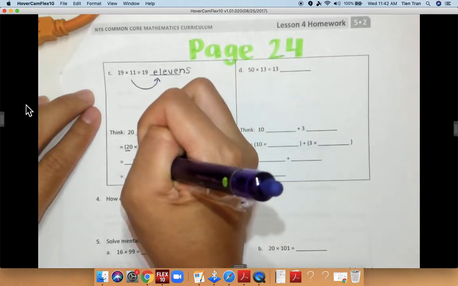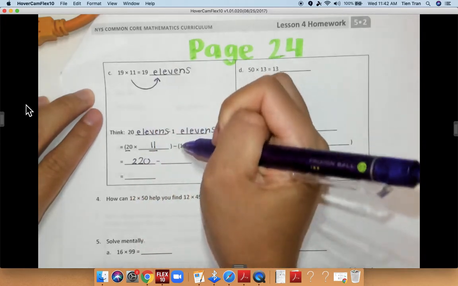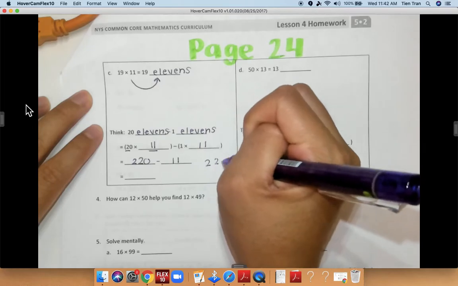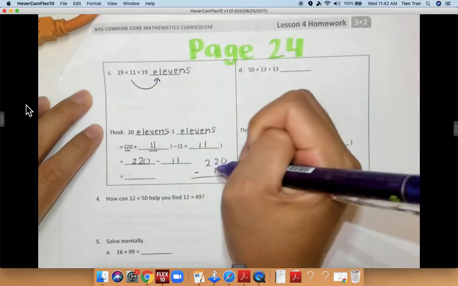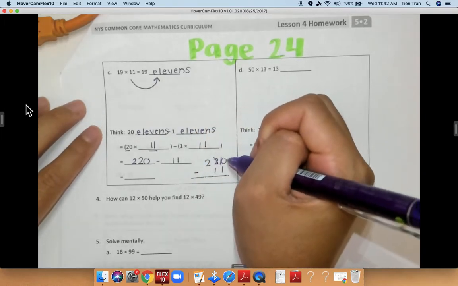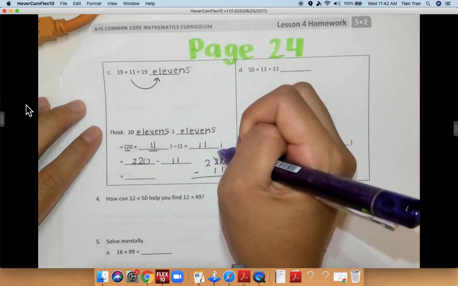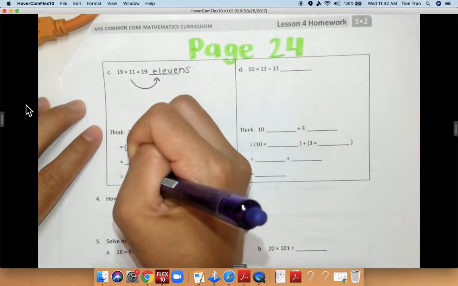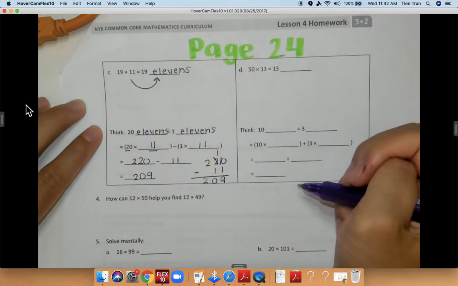2 times 11 is equal to 22. Bring down your 0. And 1 times 11 is equal to 11. So I need to make sure that I am subtracting. Okay, so regrouping, 10 minus 1 is 9. 2 changes to a 1. 1 minus 1 is 0. Bring down my 2. I get 209 as my final answer.